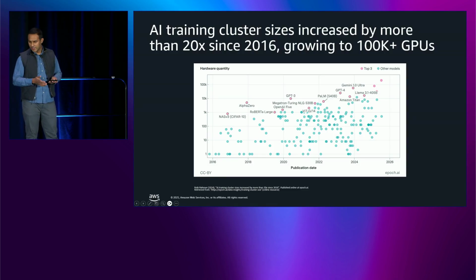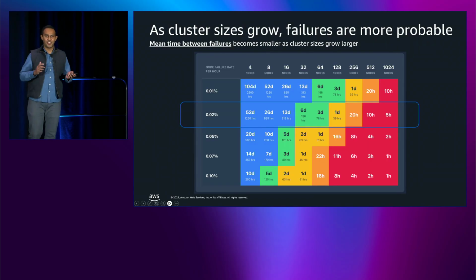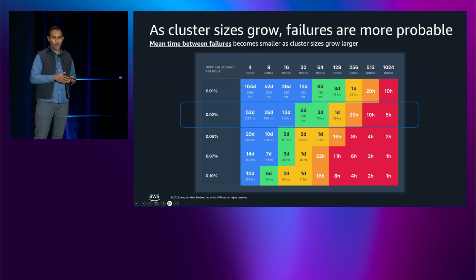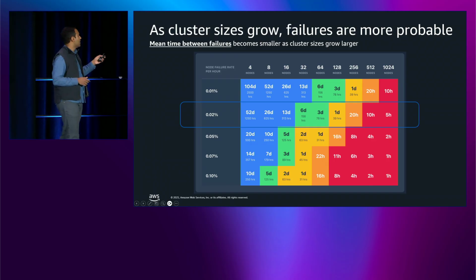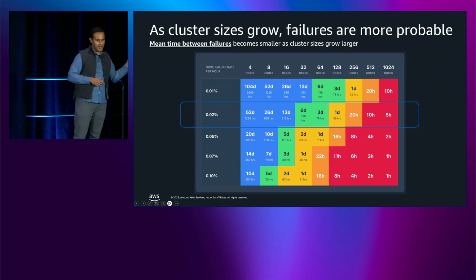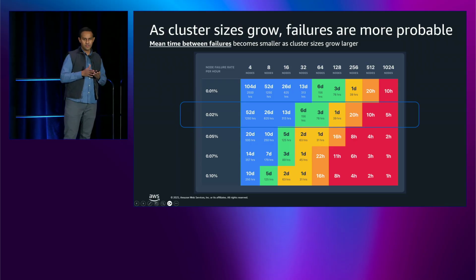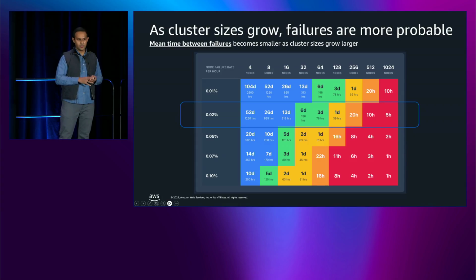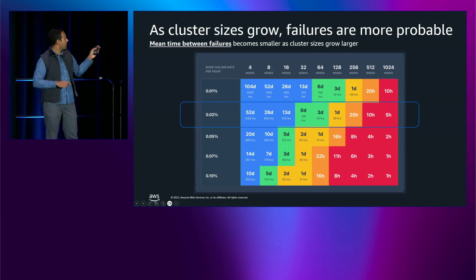And so cluster sizes are essentially becoming larger as models become more sophisticated. And the challenge is that as you have larger clusters, the likelihood of failure also goes up. So let me walk you through this chart. Every column represents a different cluster size. A cluster with 4 nodes essentially has 32 GPUs, and we go all the way up to 1,000 plus nodes, which is upwards of 8,000 GPUs. And every row out here represents the probability of a node in that cluster failing during a specific hour.